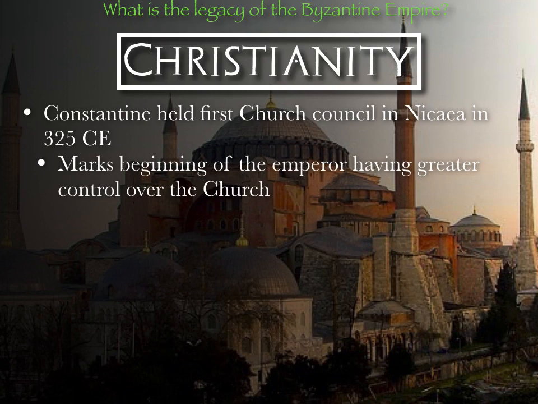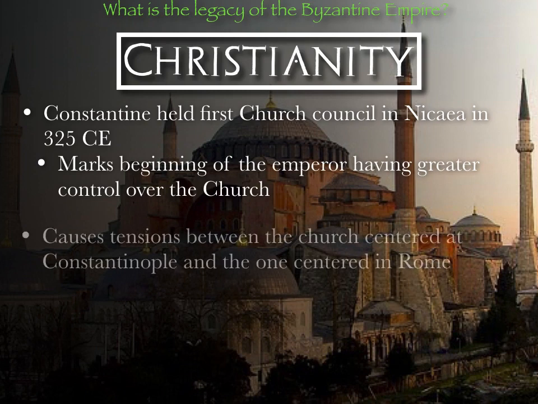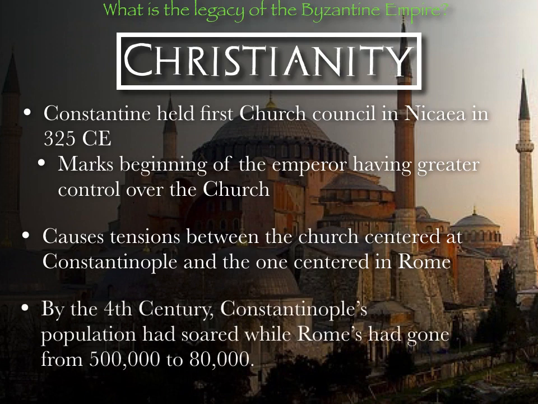Now, why is this important? Why does this matter? Well, because it's going to create great tension between both empires, one centered in Rome and one centered in Constantinople. We're going to have an empire that is centered around the Pope in the west, and we're going to have an empire that's centered around the Patriarch in the east. By the 4th century, Constantinople's population had soared, while Rome's had gone from 500,000 to 80,000.